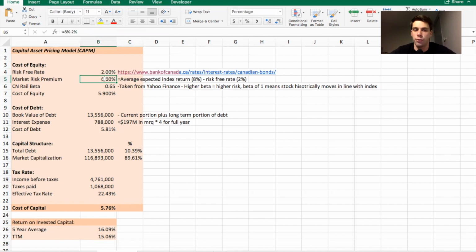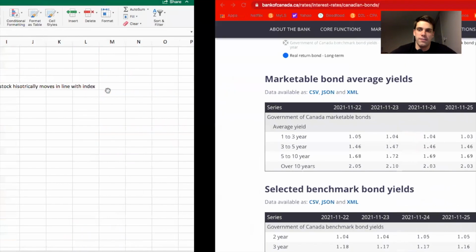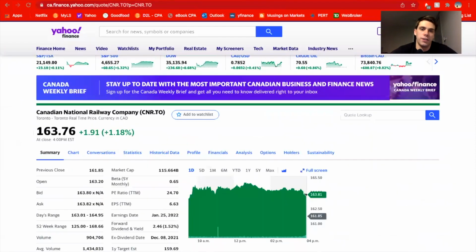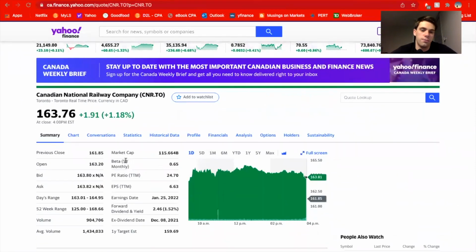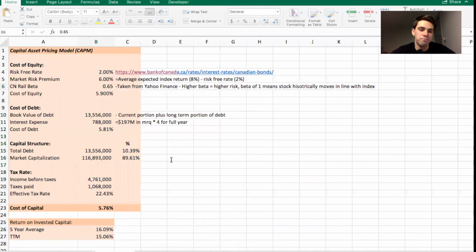So market risk premium, that's essentially the added return you get by taking on the additional risk of investing in the index as a whole. Now, beta, this is a metric that some of you guys probably have heard of. It attempts to capture the risk inherent in an investment. So beta for CNR is 0.65 as of making this. And the way you can get this information is you just go to Yahoo Finance, for example, and they have it here. So you can see 0.65, that's your beta.